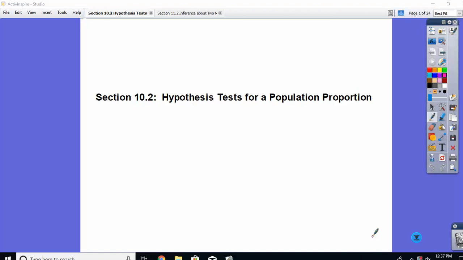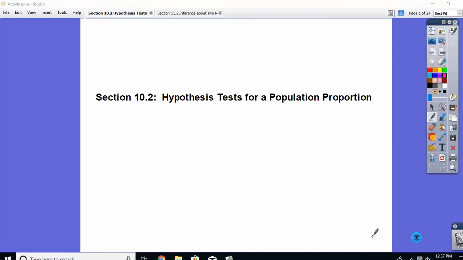What was type 1 error? Rejecting the null when it's actually true. Type 2 is accepting the null when it's actually false.